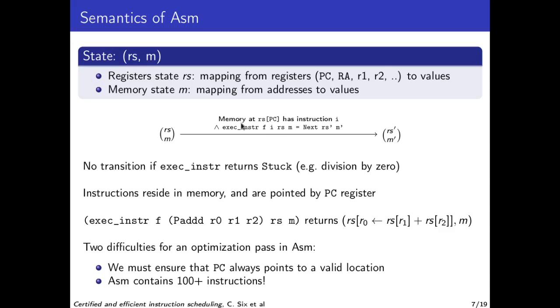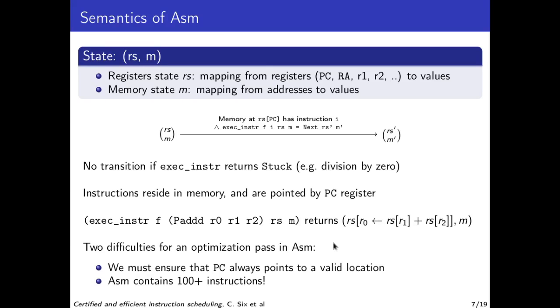First, the memory is read at PC value to give an instruction I, and if that fetch succeeds, and if we get an actual instruction from that, then we execute it with the execinst function. And then, if this execinst succeeds and returns next of another state, this gives us the next state to execute. This execinst might actually fail if you have, for instance, a division by 0, in which case it will return stuck, and then we won't have any transition.